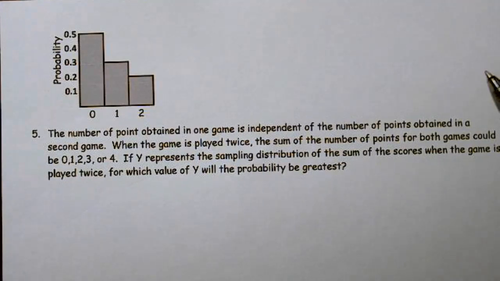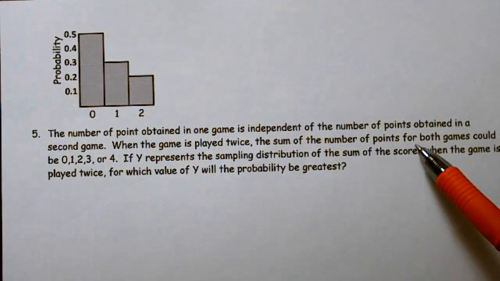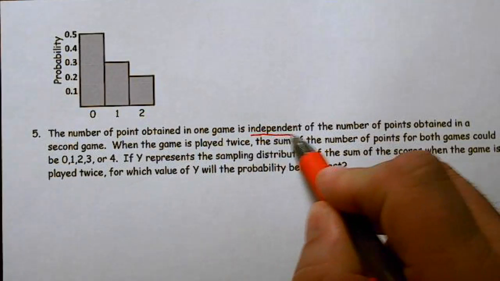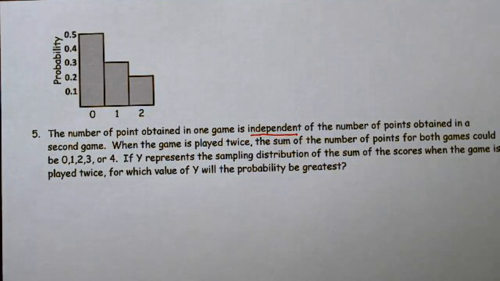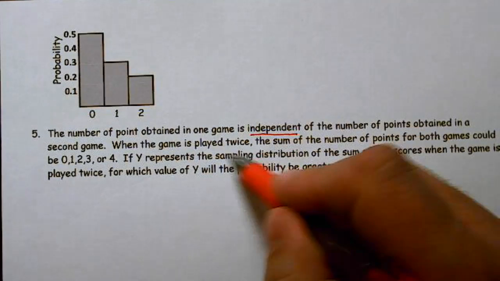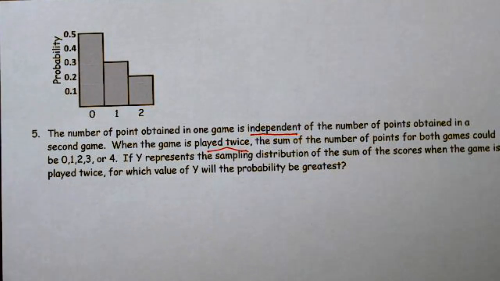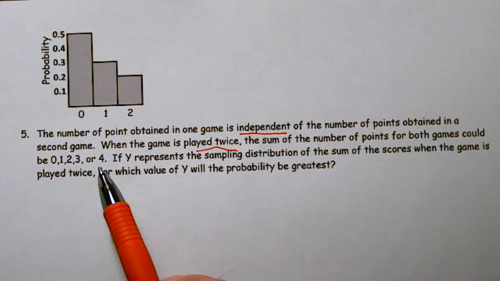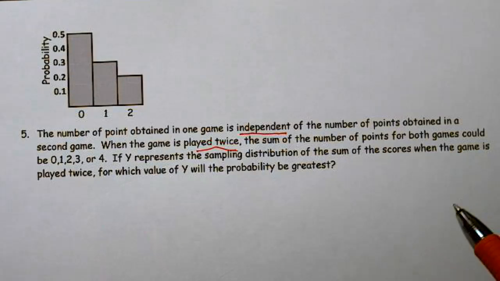So the probability of a point obtained in one game is independent of the number of points obtained in a second game. So they're telling us they're independent, which means we can multiply. That's the key point of that. And the game is played twice, and here's my key. It says it's being played twice. As soon as we're doing something twice, we probably need to make a sample space. The sum of the number of the points could be 0, 1, 2, 3, or 4. If y represents a sampling distribution of the game, for which value of y will the probability be the greatest?